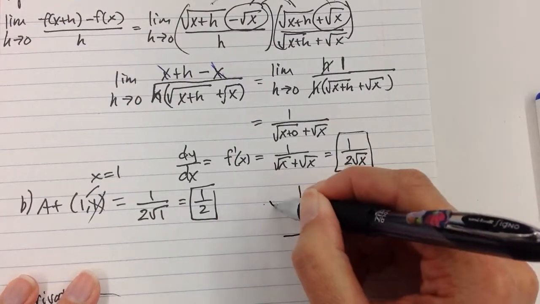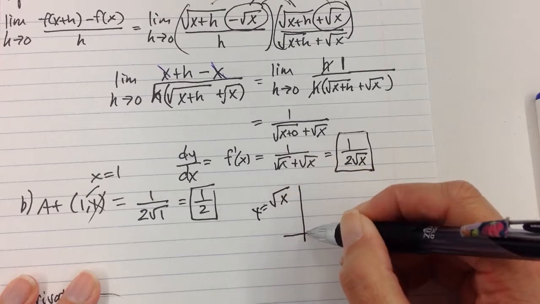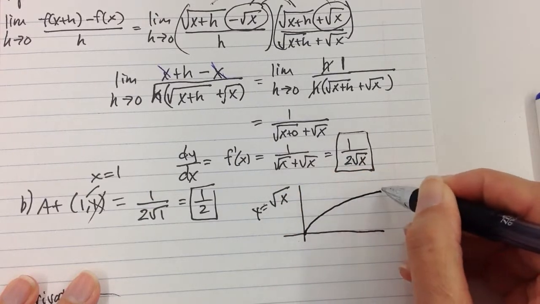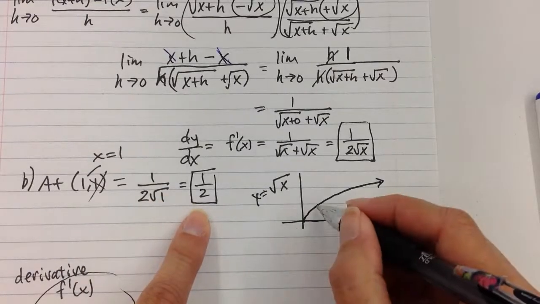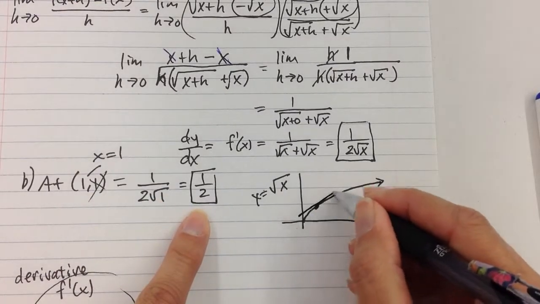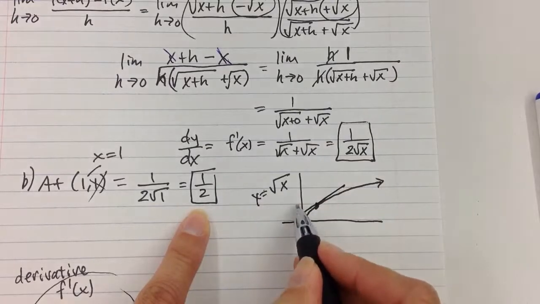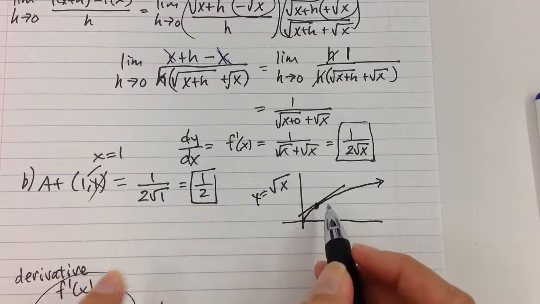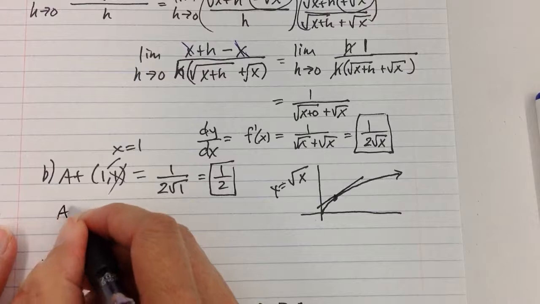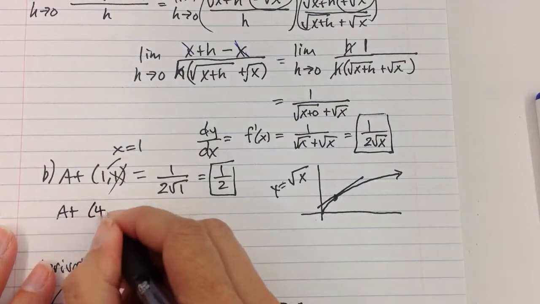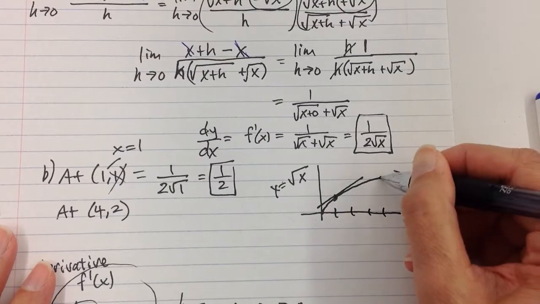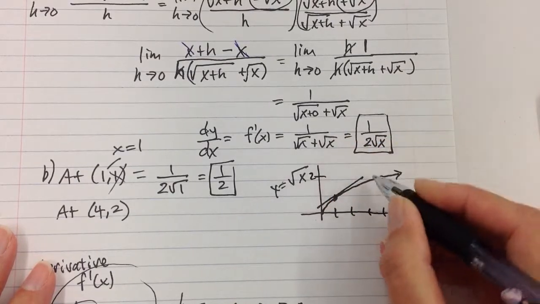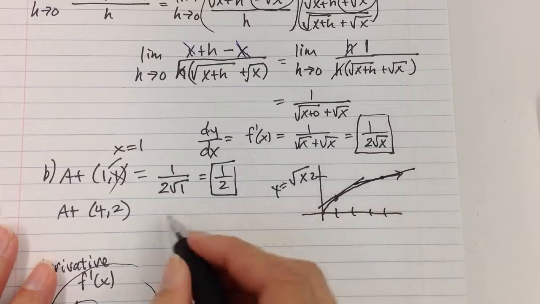And what does this graph look like? Square root of x, right? This is our graph. It's a sleeping half parabola, okay? And so at 1, 1, let's say 1, 1 is right there, that slope is 1/2, up 1 over 2. Okay. And then at the other point, at 4, 2, so 1, 2, 3, let's say 4, 2 is right there. We'll have this tangent, that tangent.